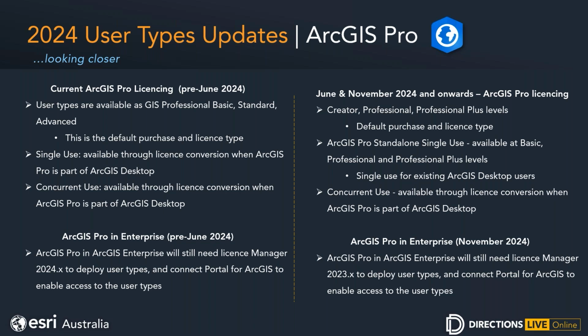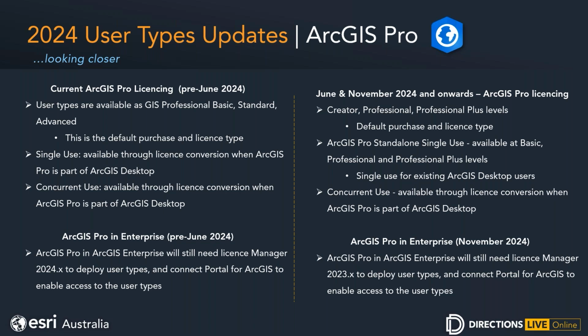Now, in the June and November releases of ArcGIS Online and ArcGIS Enterprise, respectively, ArcGIS Pro will be accessible as a user type at the Creator, Professional, and Professional Plus levels. Again, Creator will include Basic, Professional will supersede ArcGIS Pro, and for Enterprise, it'll include the Advanced Editing user type extension, and also Professional Plus, which will include popular extensions and City Engine for both ArcGIS Online and ArcGIS Enterprise. Again, we highly recommend looking at the 2023 to 2024 ArcGIS user type comparison matrix.